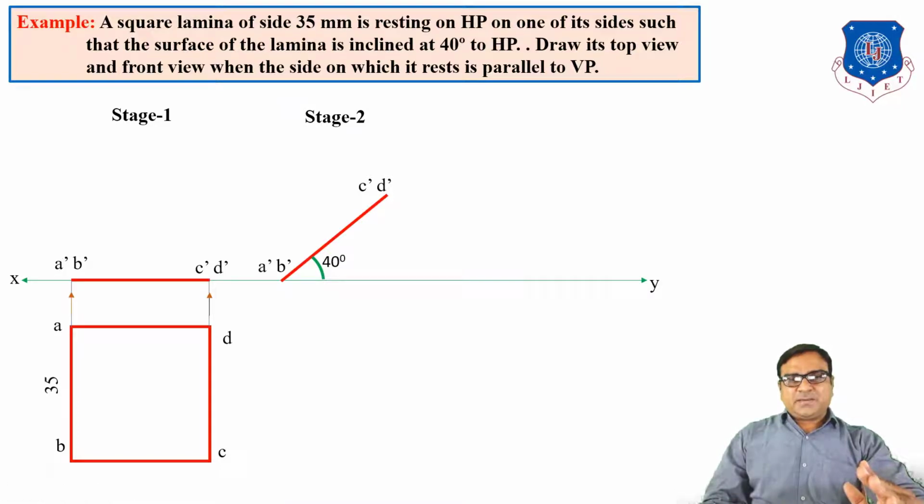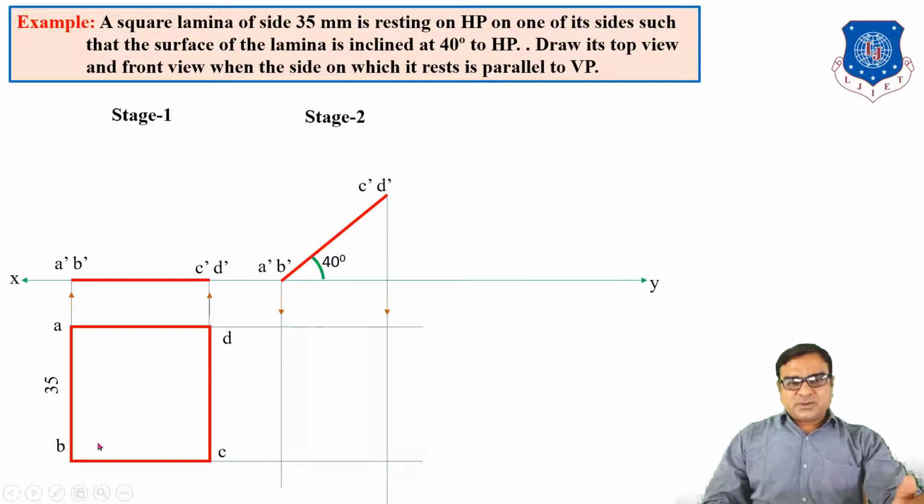Now what is the angle of this surface with the vertical plane? Obviously it is perpendicular because our front view is a line. Now what will be the top view when the surface is inclined to HP? So take the projections, draw the vertical lines from A dash B dash C dash D dash and horizontal lines from the previous top view ABCD.